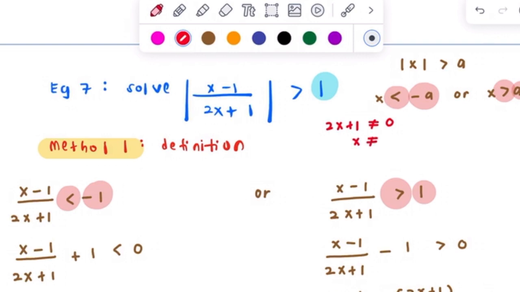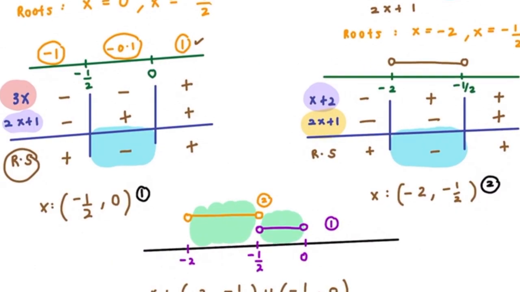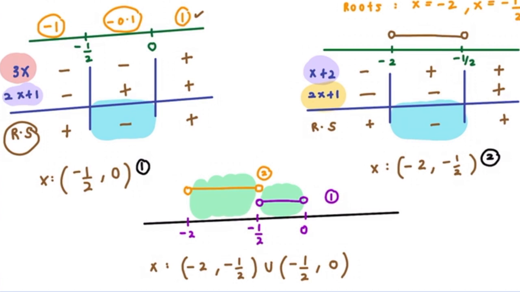So x cannot be what number? -1/2. This is the thing that you have to consider for fractional equations or inequalities. This is inequalities. Okay, so do you have -1/2 in your last answer? Look at your last answer. You don't have any -1/2 because this is an open circle. Open circle means this value is excluded. So you can conclude that this is your last answer.